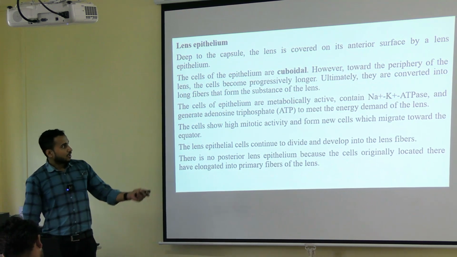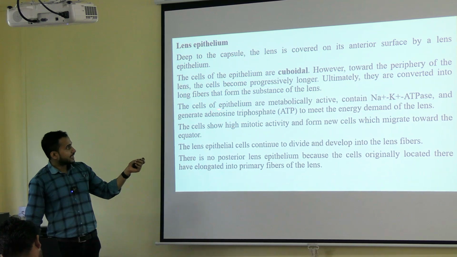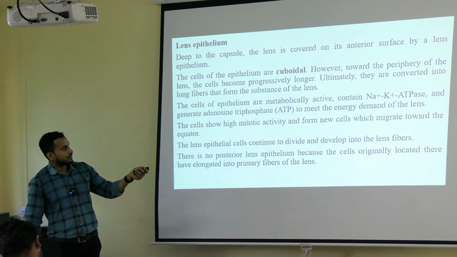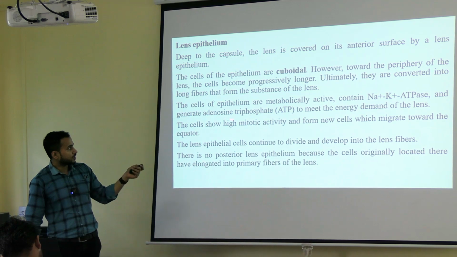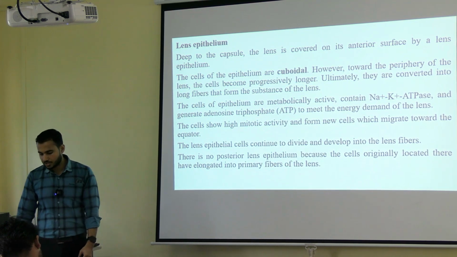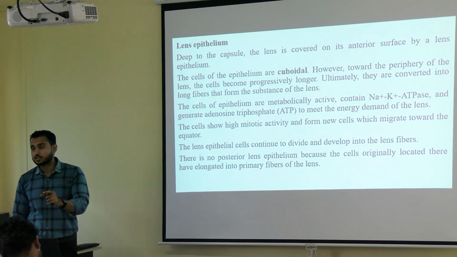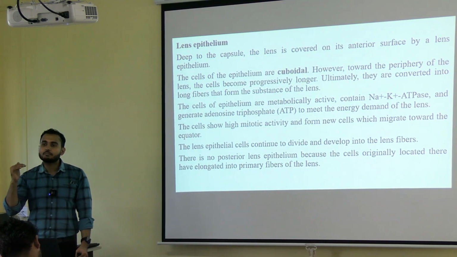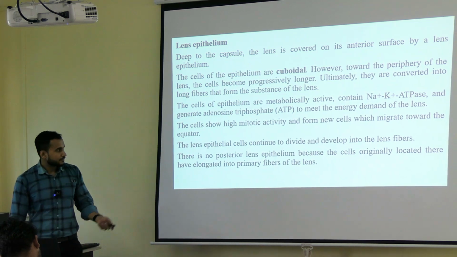Next, you can see the cells are highly active. They have potassium ion, sodium ion, and ATPase, which produce ATP to meet the energy demand of the lens. That's why the cells of the lens epithelium are very important. That means the lens epithelium is metabolically active.